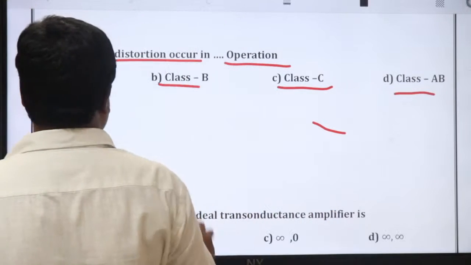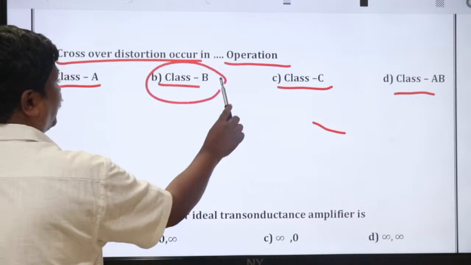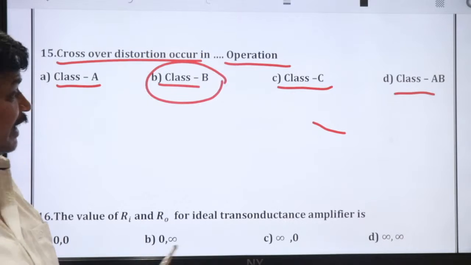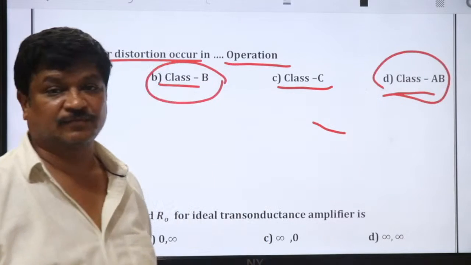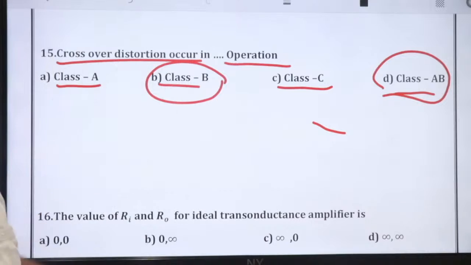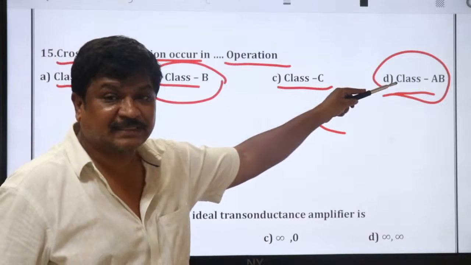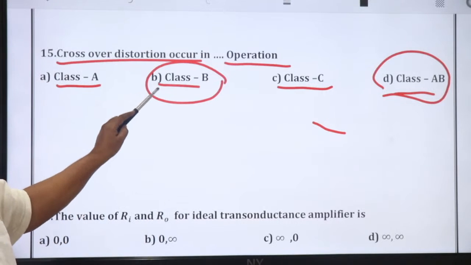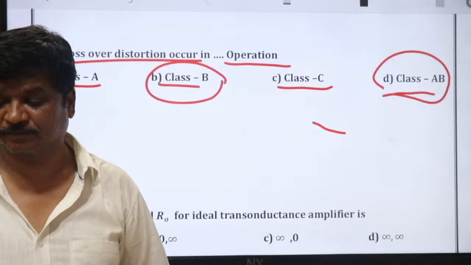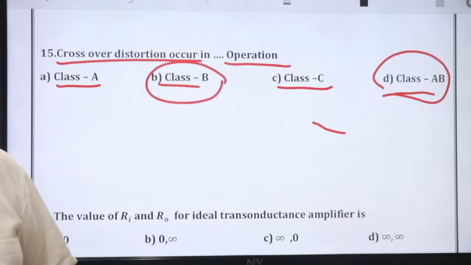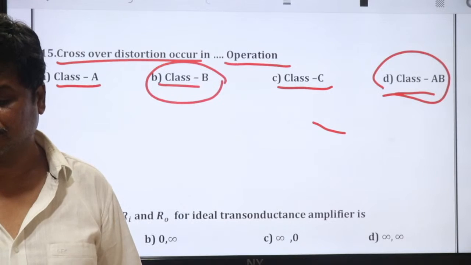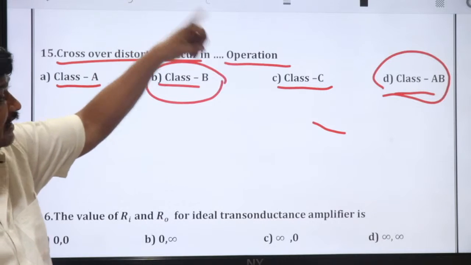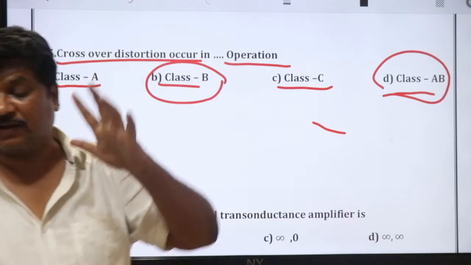See, crossover distortion is present in the class B amplifier. Crossover distortion is eliminated in the class AB amplifier. If the crossover distortion is eliminated, you have to answer class AB. If crossover distortion is present, you have to answer class B. Clear? All of you? Crossover distortion present means class B. Crossover distortion is eliminated means class AB. Be careful about that point.